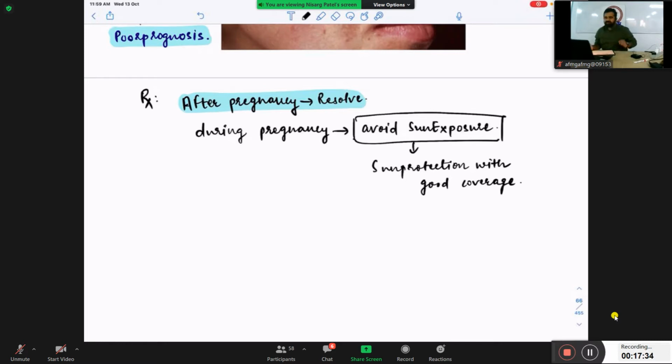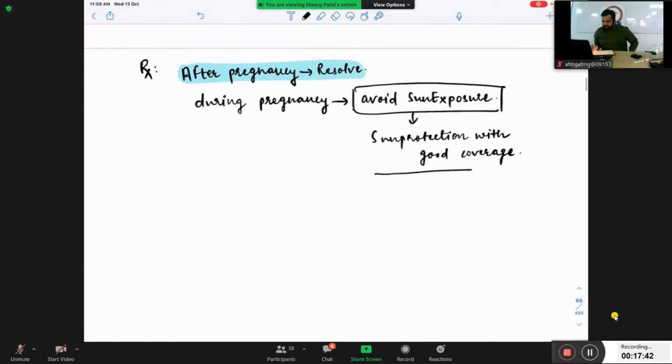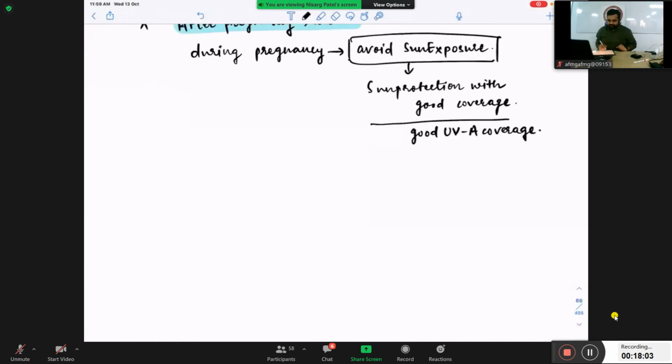You must have seen the SPF 30-50 creams, the sun protection creams. Which ultraviolet coverage should be greater, UVA or UVB? UVA, because UVA goes deeper and stimulates the melanocyte. So it should have good ultraviolet A coverage.